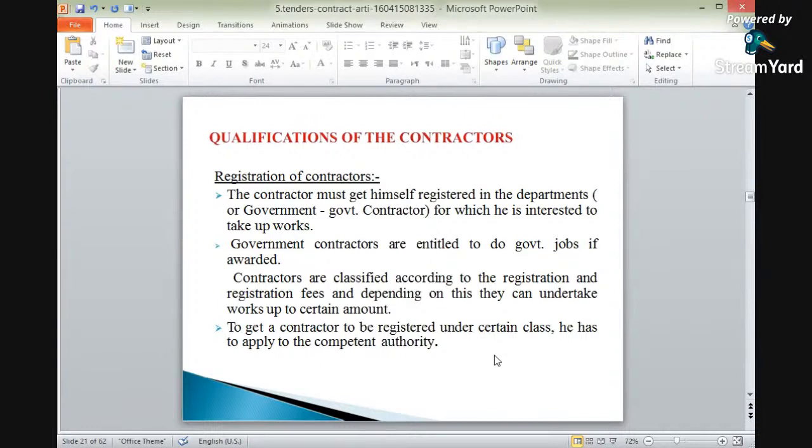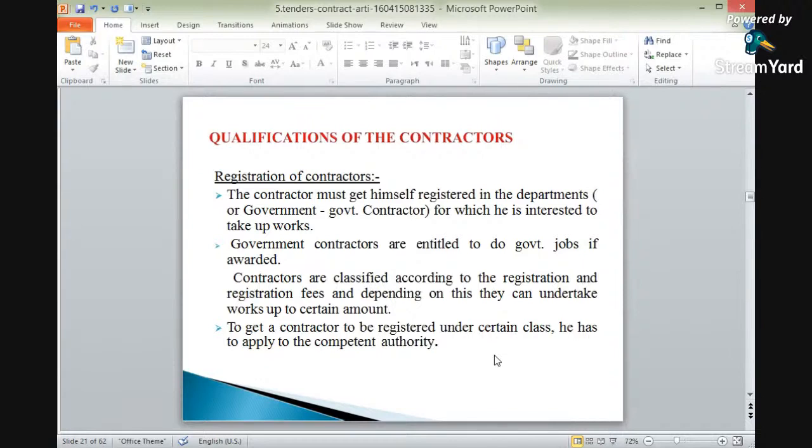Okay. Again, contractors are classified according to the registrations and registration fees, and depending on this they can undertake works up to a certain amount. Okay? Depending upon the registration fees, or depending upon the amount restricted, there are some limits for the contractors. So depending upon the restrictions, the registration fees, and the type of work, it is to be executed.